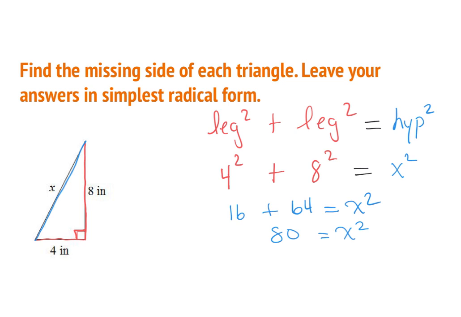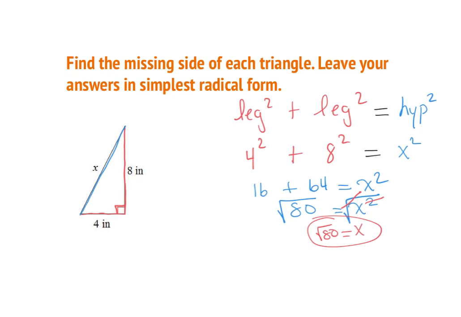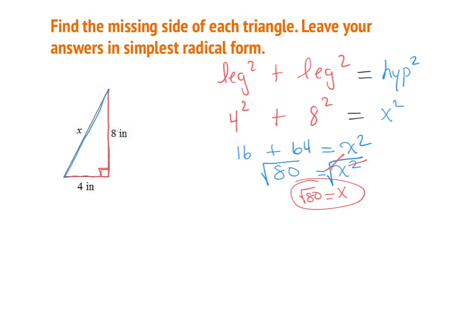In order to get rid of that second power, we would have to take the square root of both sides, because a square root and a square cancel each other out. So we're left with x is equal to the square root of 80. Then we would actually see if we can simplify this radical. I can say that the square root of 80 is the same thing as square root of 16 times square root of 5. Square root of 16 is 4. Square root of 5 can't be simplified. So x is equal to 4 square root of 5.